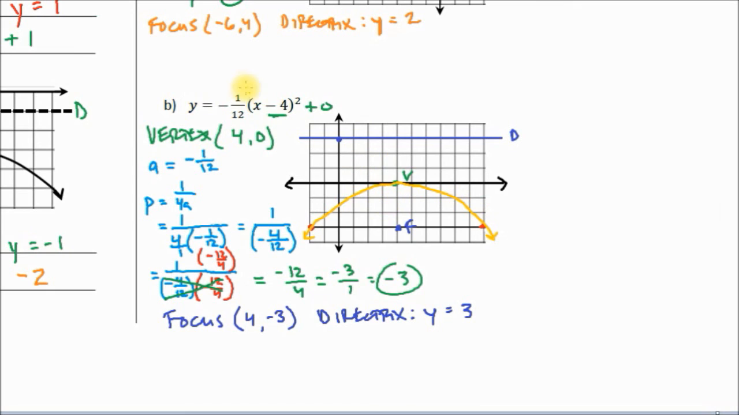Makes sense. It faces down. Our a value is negative. Our p value is negative. We cannot cross the directrix, so this parabola must be facing down, and that is letter B.